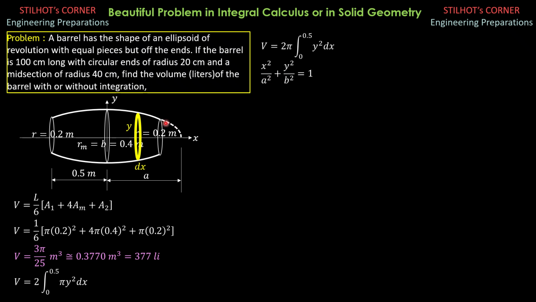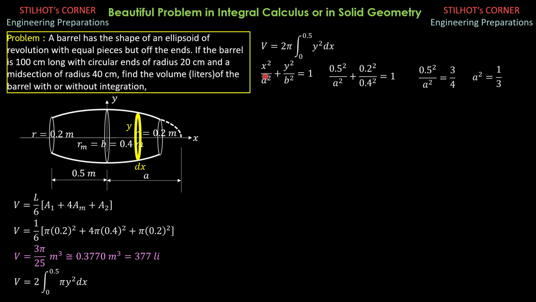So at this point here, the coordinates would be x is 0.5 and y is 0.2. And take note that b is 0.4. So 0.5 squared over a squared plus 0.2 squared over 0.4 squared equals 1. Simplifying, 0.5 squared over a squared equals 3/4. So a squared therefore is 0.5 squared over 3/4, and that is 1/3.